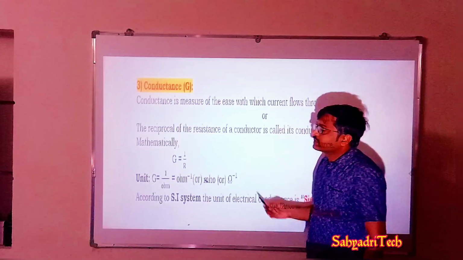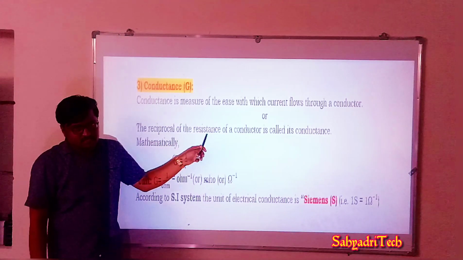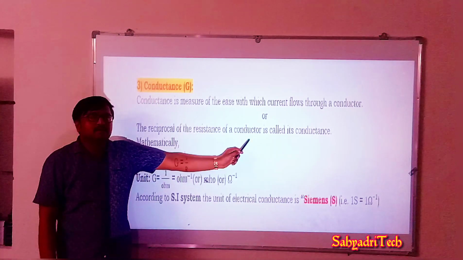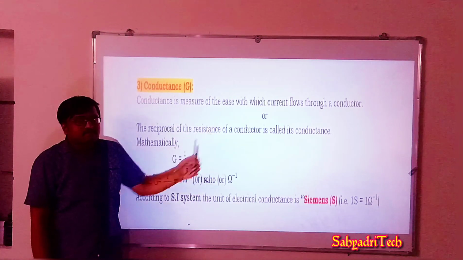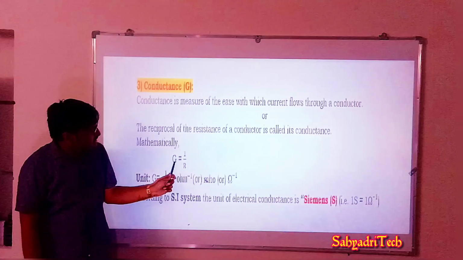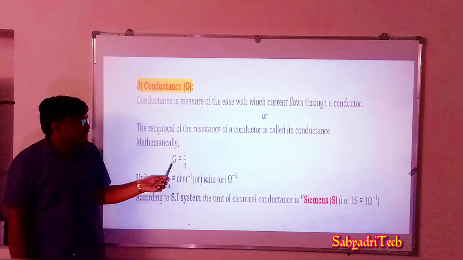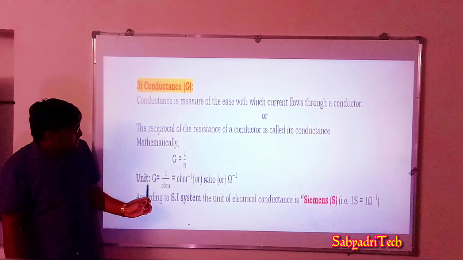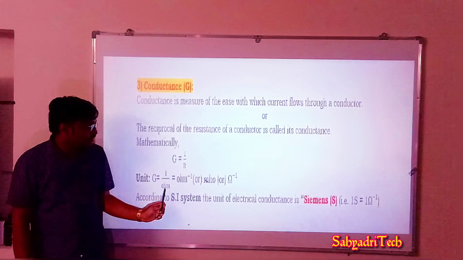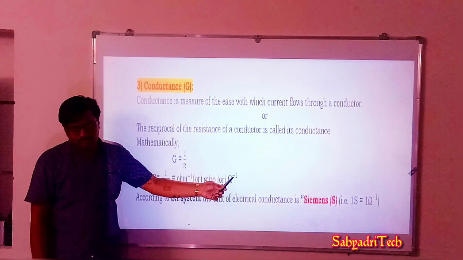In another word, when you look at the relation with resistance, it is the reciprocal of resistance. So another definition for conductance: the reciprocal of resistance of a conductor is called conductance. Mathematically, conductance is abbreviated with G, so G is equal to 1 by R. Well, what is the unit? Resistance is measured in ohm, so G is equal to 1 by ohm, the reciprocal, per ohm. Mho or ohm inverse is the unit.